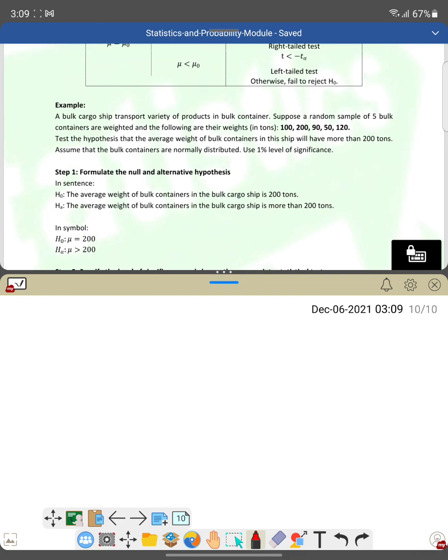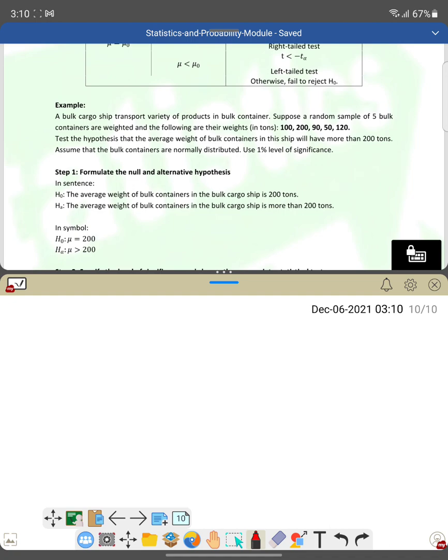Okay, so we have 100, 200, 90, 50, 120. Test the hypothesis that the average weight of the bulk containers in the ship will be more than 200 tons. Take note of the words "more than," because we are going to use that later to know what kind of statistical test we are going to use. So assume that the bulk containers are normally distributed. Use a 1% level of significance.